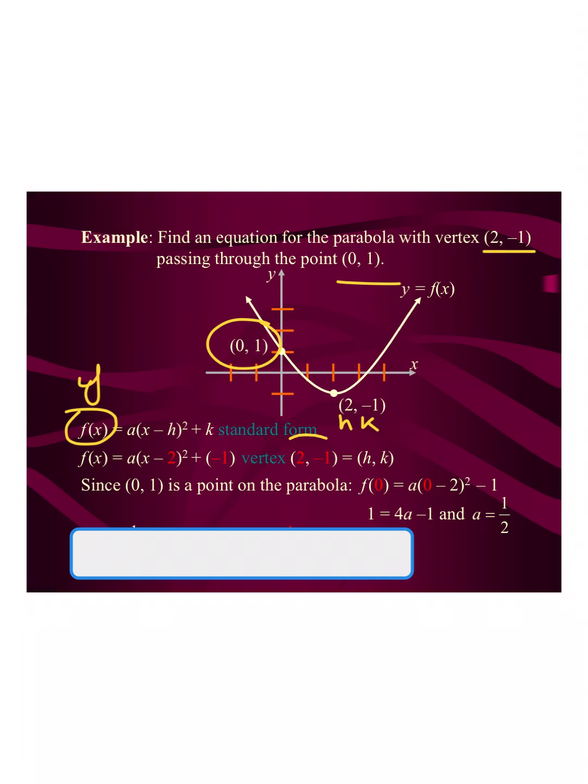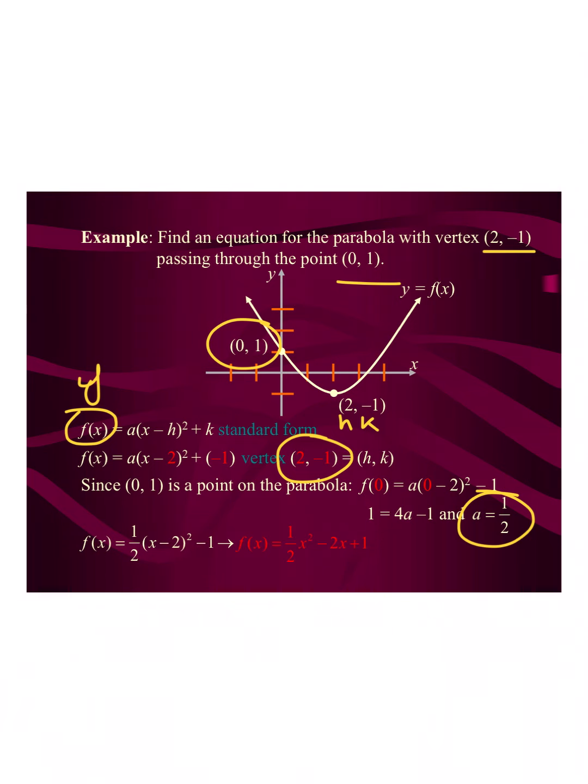So now that I've identified my a value, the other thing we want to make sure we include is your vertex. So I'm going to take my h and my k, and my a, and plug them into the standard form to get my final answer, which is going to be 1/2 times (x minus 2) squared minus 1. Now, if that's all we're asked to do, then that would be our final answer. If we need to turn it into our general form, we could square out the (x minus 2) squared, but generally this is going to be acceptable.